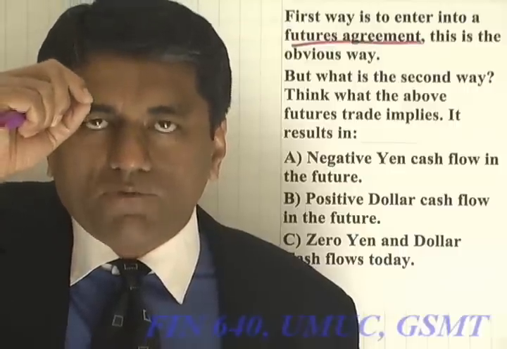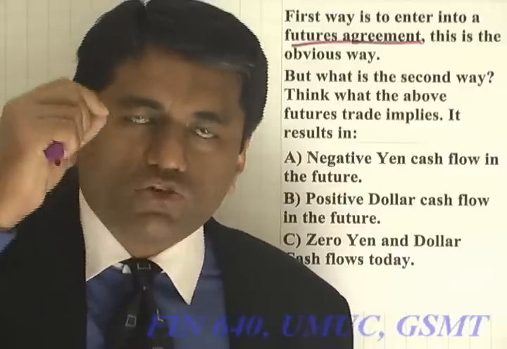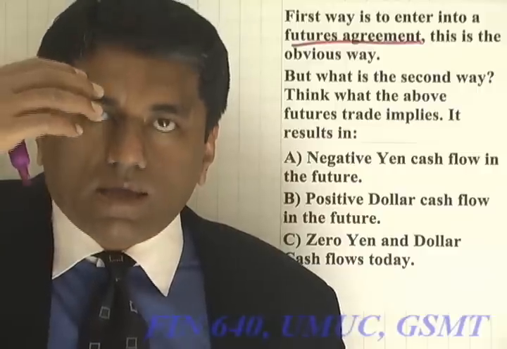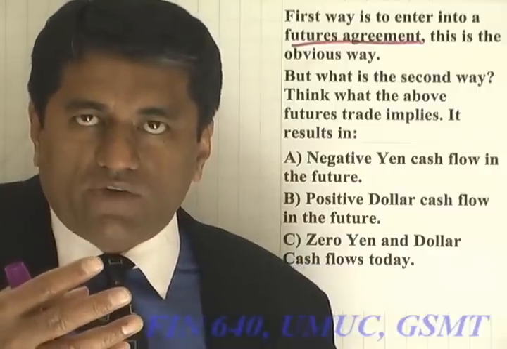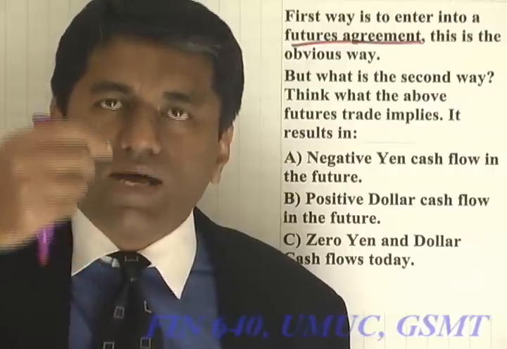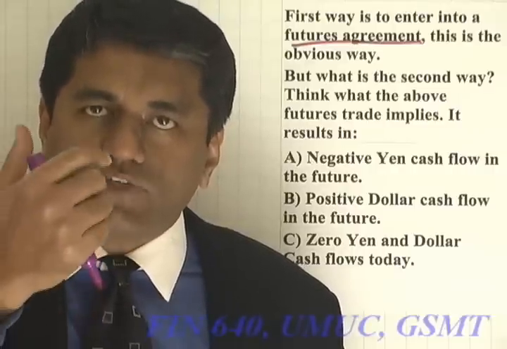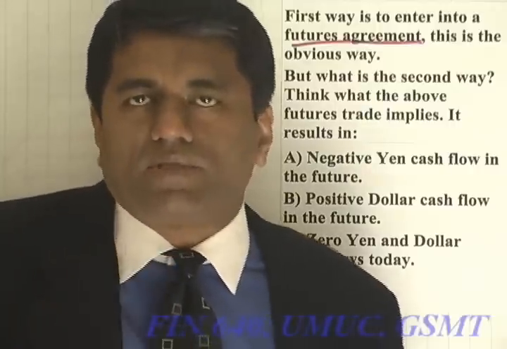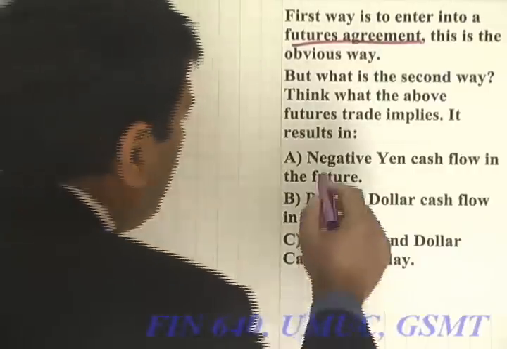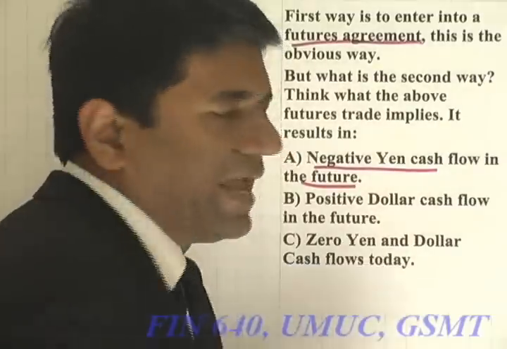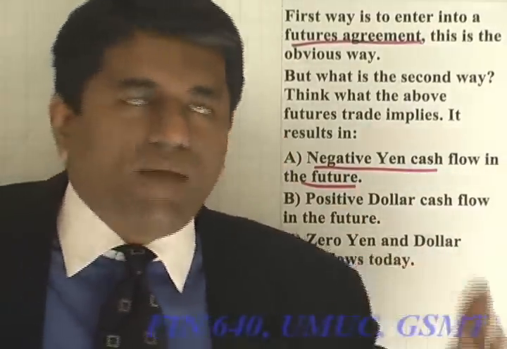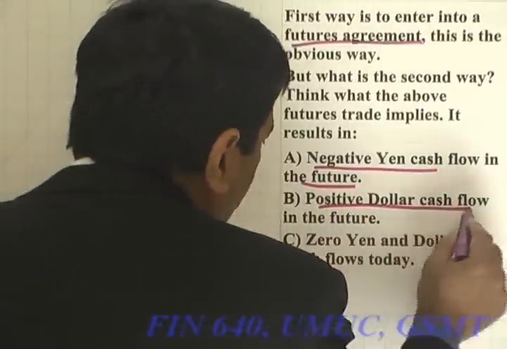Well, we want to use the other instruments which are there in the financial markets to make a synthetic futures contract, and to do that we first need to understand what are the cash flows produced by a futures contract. Well, a futures contract produces a negative yen cash flow at the future date because the trader will be giving yen to receive dollars, and by receiving dollars there will be a positive cash flow in the future.